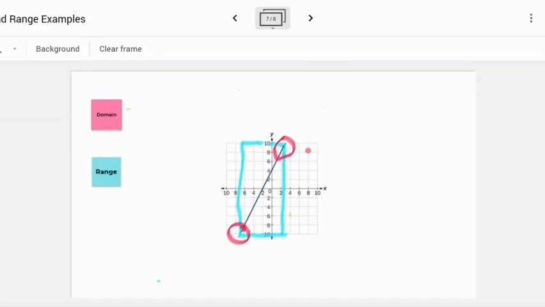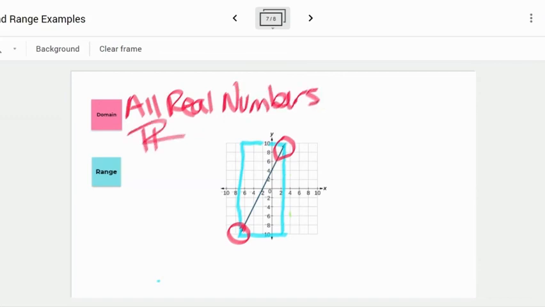That means there's no restrictions there. It's going to go on and on and on. It will be every single x value to the right. That means all real numbers. And range, come down, and the first thing that you're going to hit on the line is that arrow. Means forever and ever, it's going to be going up, up, up. No restrictions there. It will hit every single y value. Coming in from the bottom, very first thing that you end up hitting is that arrow. There you go. That means all real numbers.